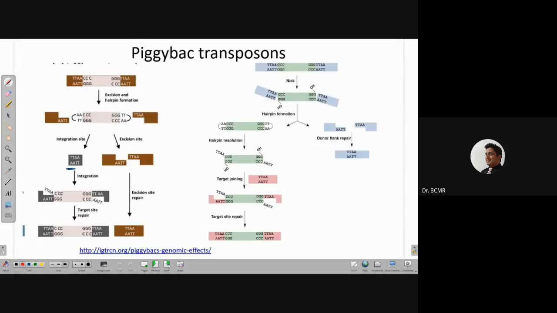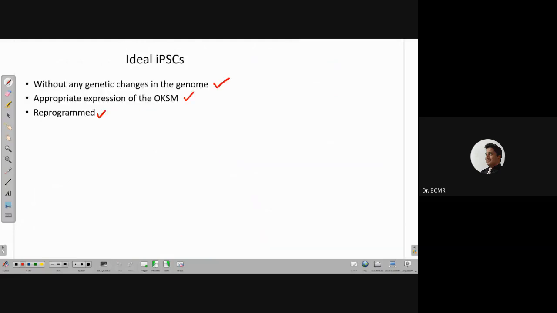So now we are going to read or try to understand a few techniques or components these people have used, and then we will try to go through the paper. Here they have used piggyBac transposons. I hope you know about transposons.